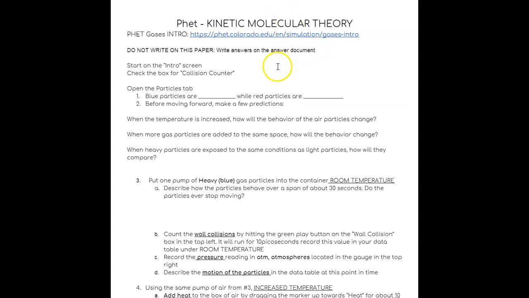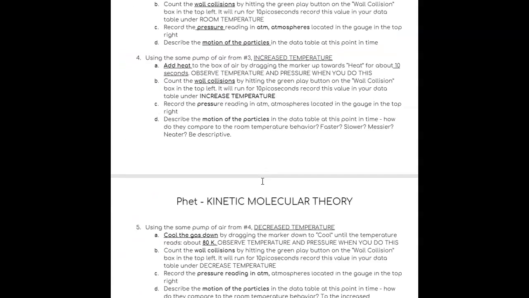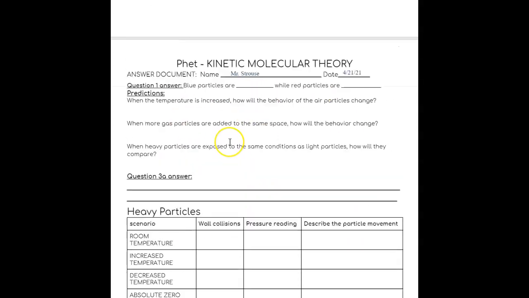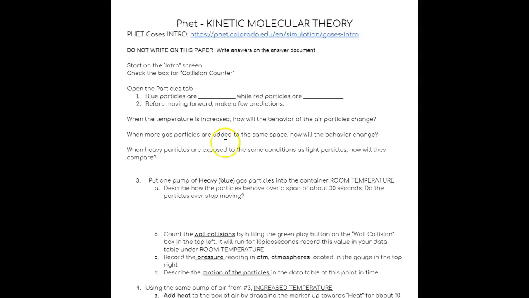So we are working on the kinetic molecular theory lab. It says, do not write on this paper, write the answers on the answer document, and the answer document is on the 3rd page. So here's where we're going to write our answers. So let's go through it.